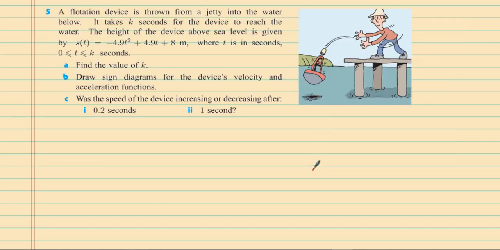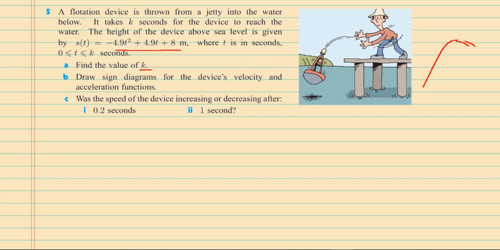For example, from your book, question number 5, the man is throwing a ball, a device, from a jetty to the water below. It takes k seconds for the device to reach the water. He's throwing it up, so it reaches the highest point. From the equation, you can see it's a quadratic equation, and it follows a parabolic trace. So what we are going to do first is find k.